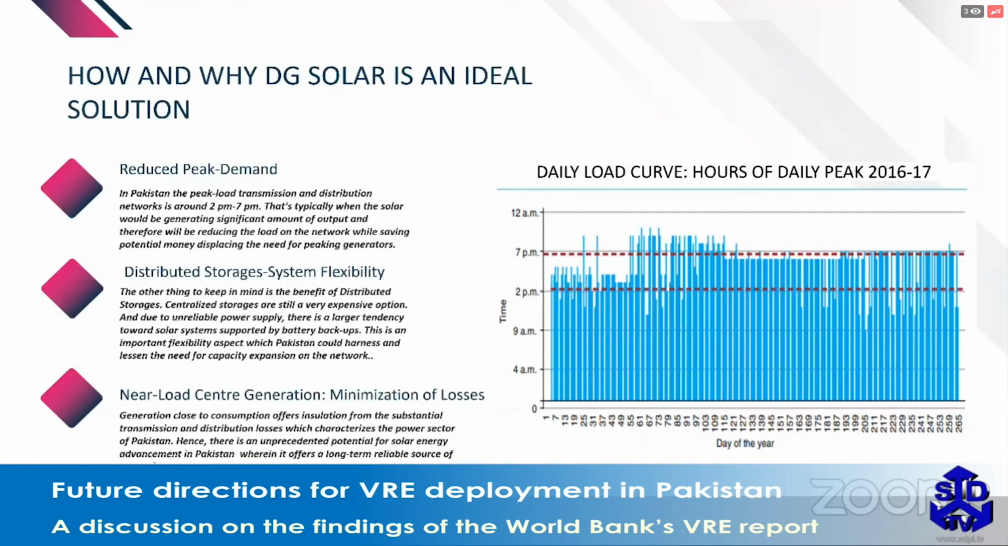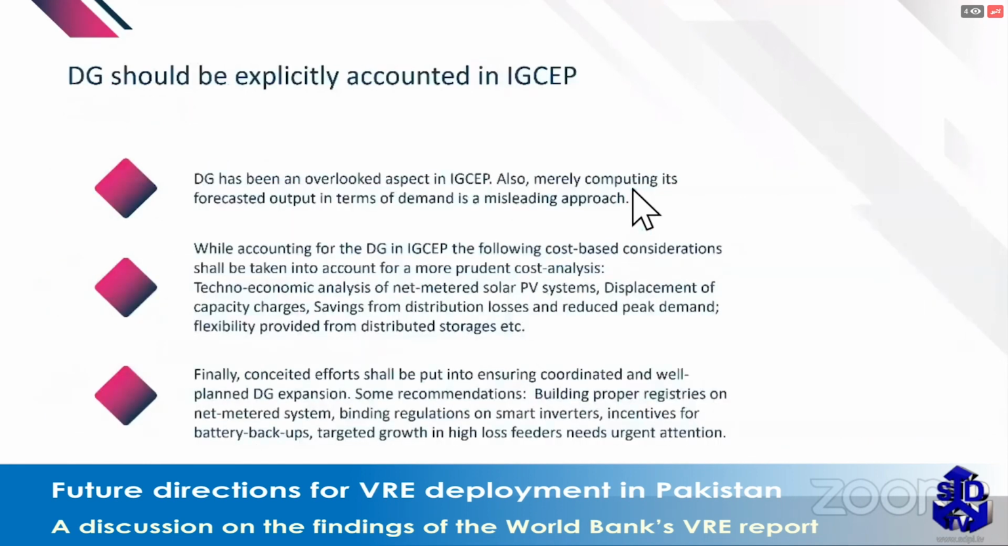And one important point, presently, the two major financial sustainability challenges facing the power sector of Pakistan are the ballooning capacity charges and the distribution losses. And both these problems could be effectively addressed if DG is promoted or diffused. If you are consuming energy near your generation point, this automatically reduces the distribution losses. So for high loss feeders in Pakistan, this builds a very potential case. But if you look at IGCEP, if you could move to the next slide. IGCEP has largely overlooked distributed generation, and this is really unfortunate.